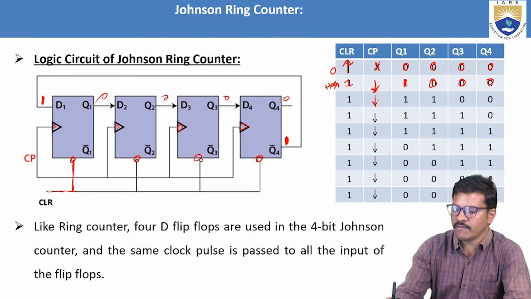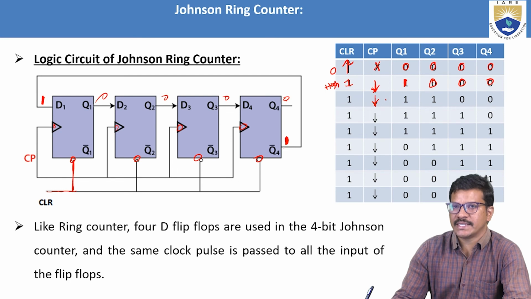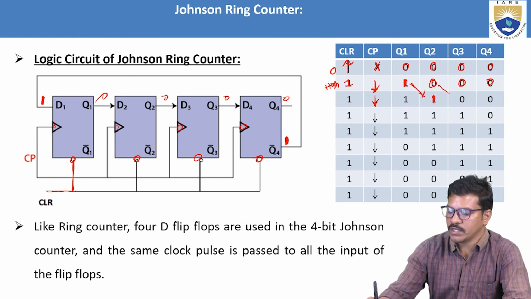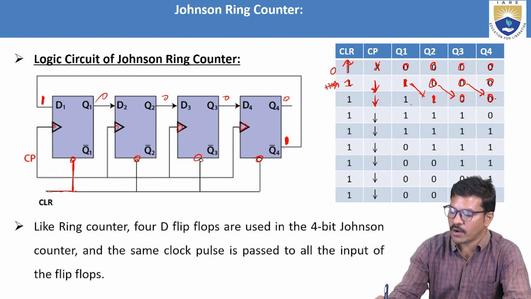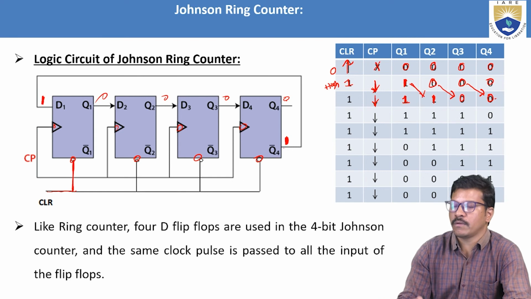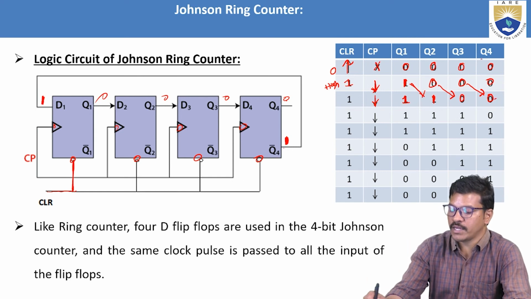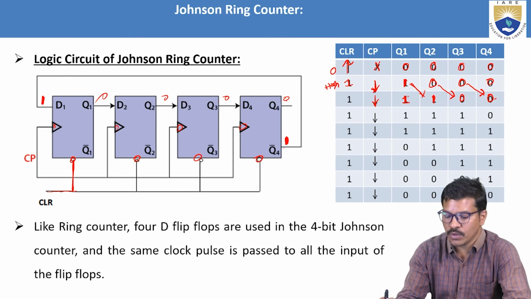Again, for the application of the negative edge clock pulses, whatever logic 1 output is available in Q1 is passed to Q2, and Q2 is passed to Q3. This one is passed here. Then the complement of Q4, Q4 bar, is fed back to the input. This complement of Q4 is available at the input D1, and that D1 is passed to Q1.